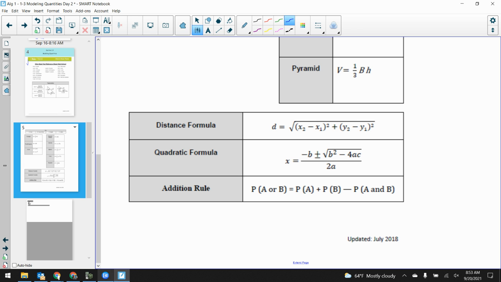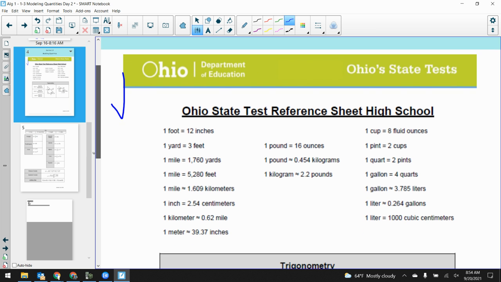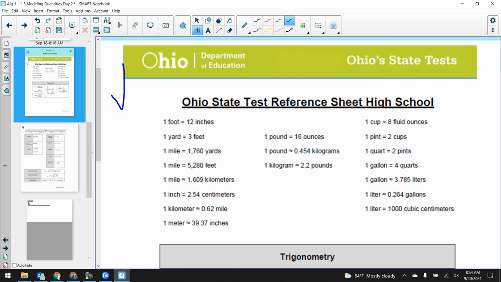We talked about the distance formula. We talked about the quadratic formula. We're talking about some probability as well. But again, what we're going to be focusing on here is the top of the front page. Okay, the top of the front page. Now, I am sure that you know a lot of these conversions already in your head.